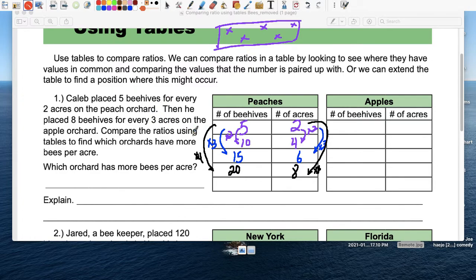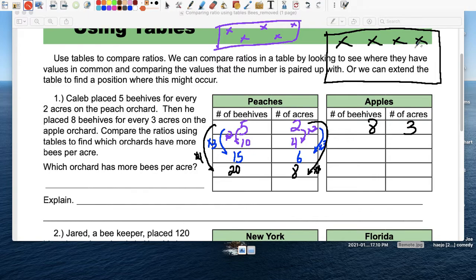And the other one, he's going to put 8 beehives para cada 3 acres of land. Tamaño un poco diferente. So here, imaginen si la tierra un poquito más grande, 3 acres, el tamaño de 3 acres, and he puts 8. Okay, so ¿cuál tiene más abeja por acre? Well, we're gonna have to compare.